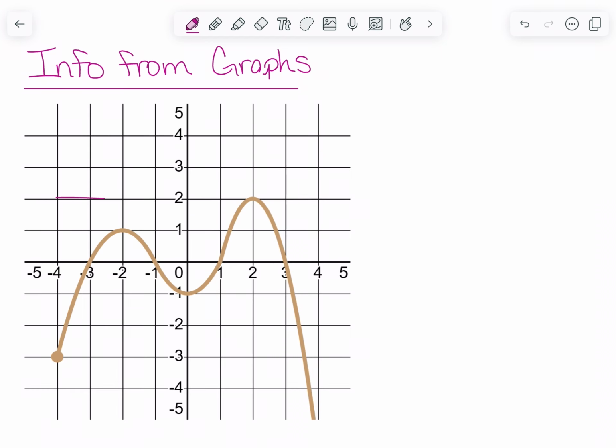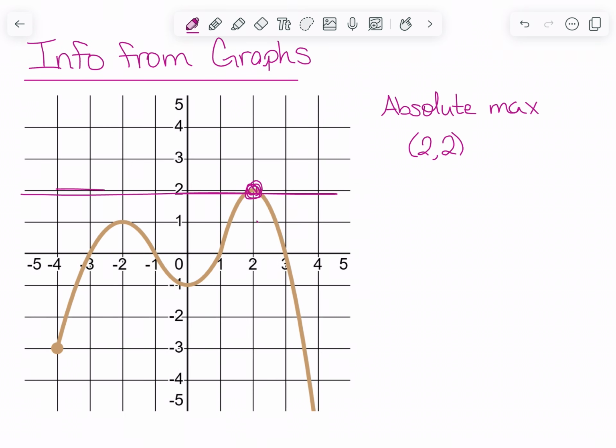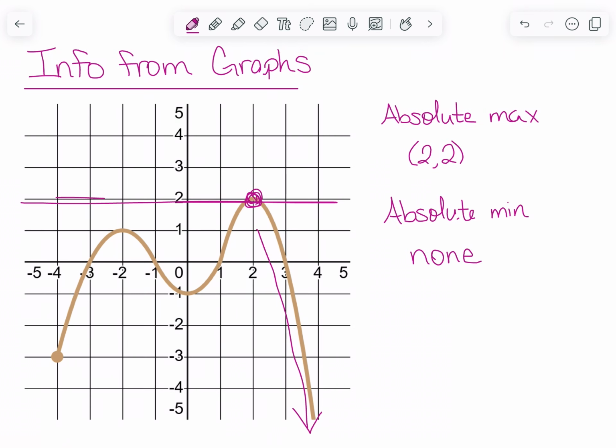Let's look at this graph here. My absolute maximum is going to be the point with the largest possible y-coordinate, which would be the point (2, 2). However, since this graph does go down forever, I don't have a smallest possible y-coordinate. So there is no absolute minimum for this graph.